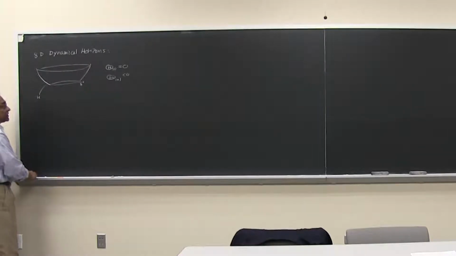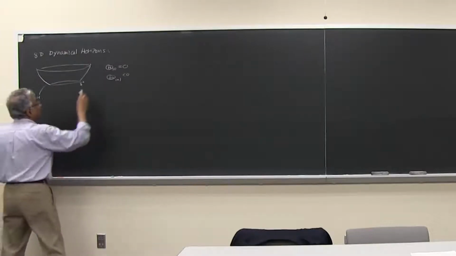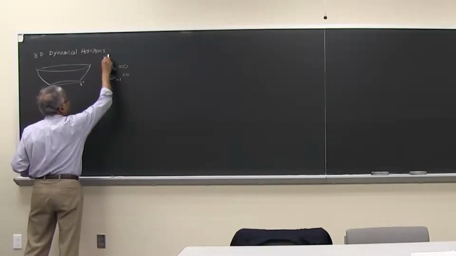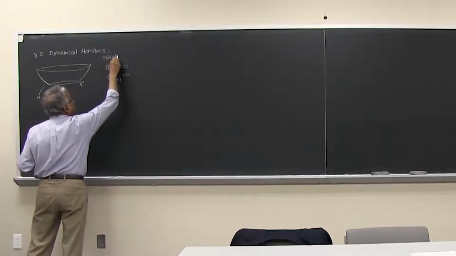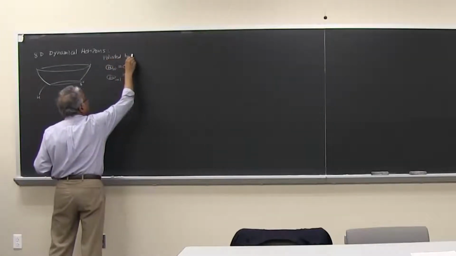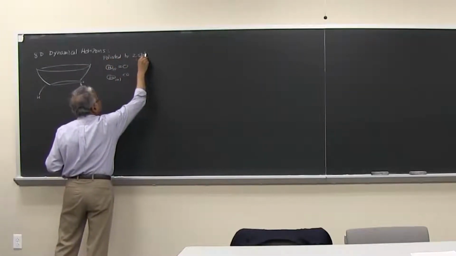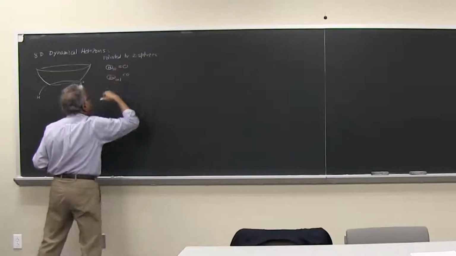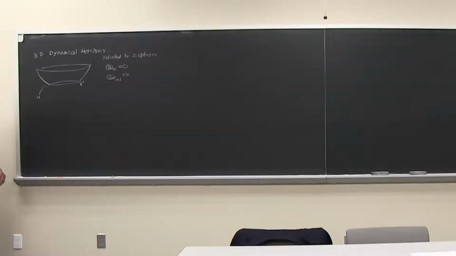And then the question was, how do we... So it is foliated. So the dynamical horizon is foliated or sliced by 2 spheres with this property up here. And so the question was, how do you construct various vectors?